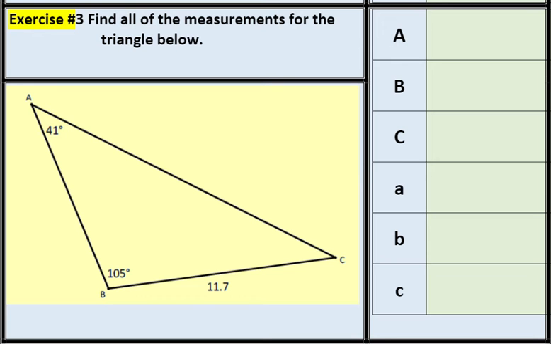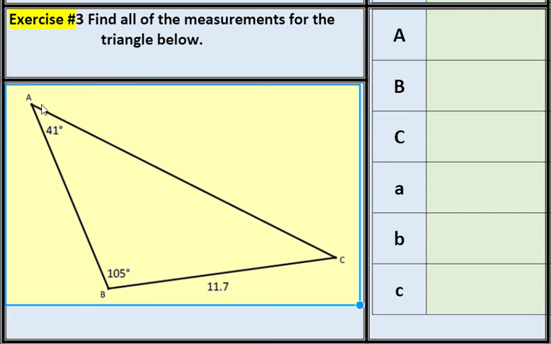Exercise number 3. Find all of the measurements for the triangle below. So every triangle consists of 6 unique components, 3 angles and 3 sides. So right now I'm going to start by just filling in known information.